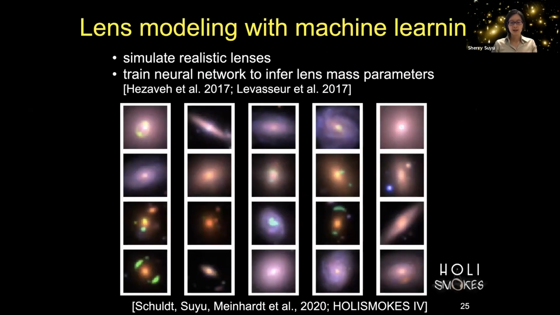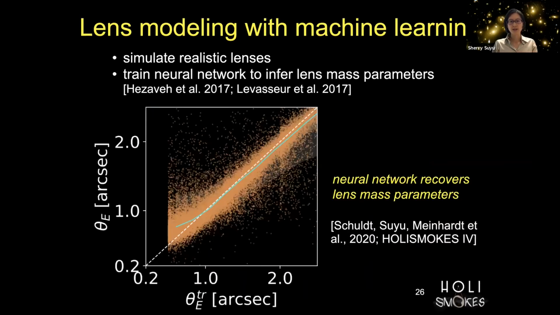And finally, with lens supernova, as it's a short-lived transient, we need to be able to do the analysis quickly. So we have recently explored lens modeling through machine learning. This is inspired by the works of Yashar Hezaveh and Laurence Levasseur. So Stefan Schultz here has created a simulation pipeline to simulate realistic lenses, as you can see here, and then trained a neural network to infer the mass parameters of the lenses.